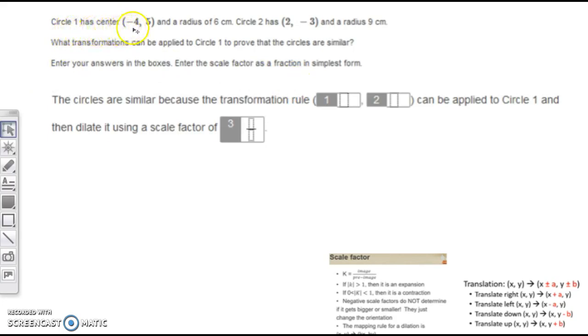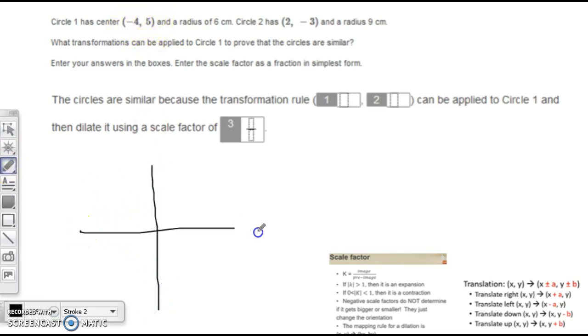Circle 1 has a center at (-4, 5) and a radius of 6. Circle 2 has (2, -3) as a center and a radius of 9. What transformations can be applied to circle 1 to prove that the circles are similar? Okay, so first let's figure out the translation. If we start at (-4, 5), and you don't need to graph this, but I'll just go ahead and show you one graph.